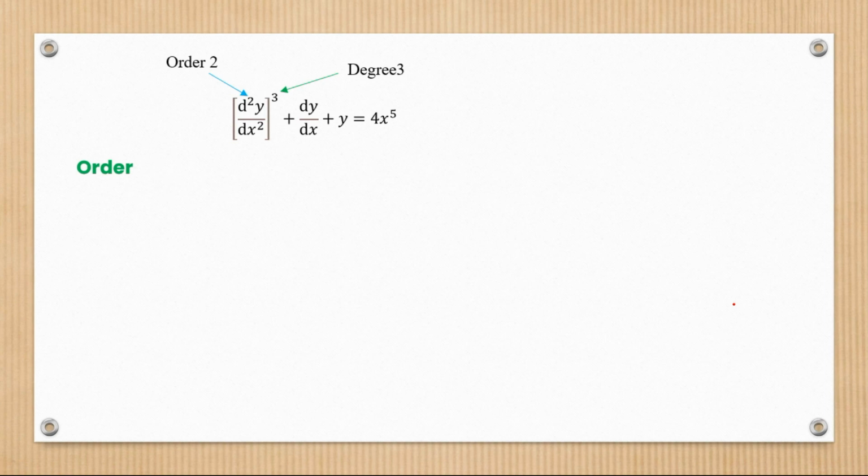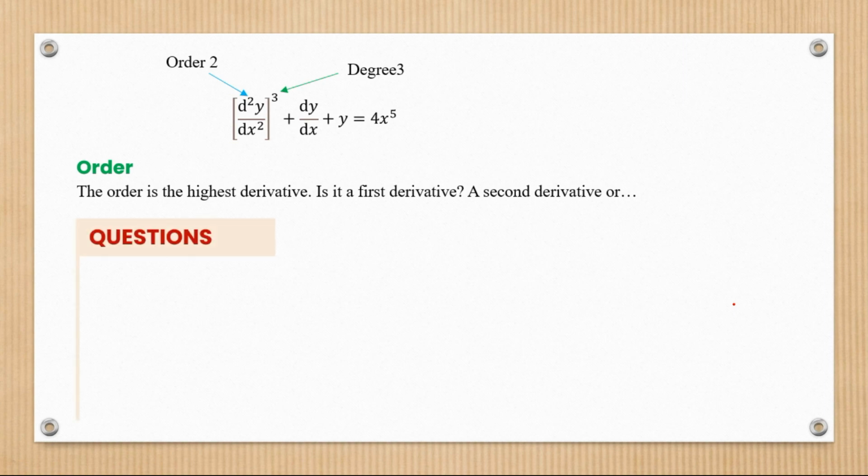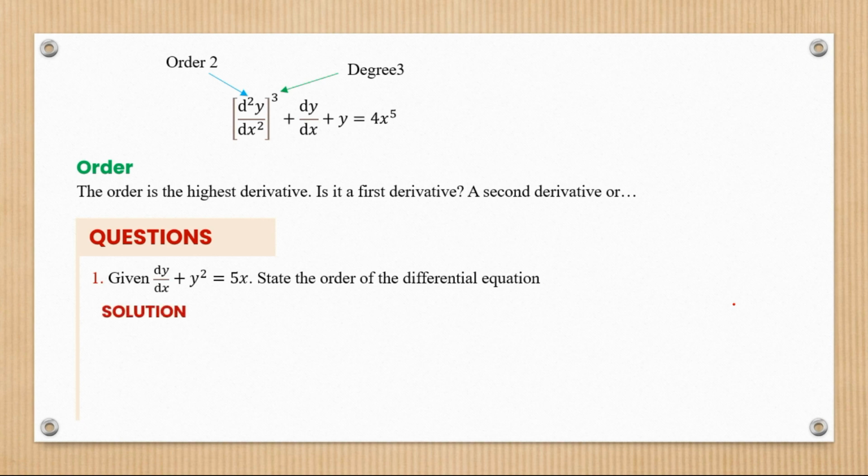So let's look at order. The order is the highest derivative. Is it a first derivative, a second derivative, or whatever it could be? Let's look at some examples. We're being told, given dy dx plus y squared equals 5x, this is the differential equation. Then we're told to state the order of the differential equation.